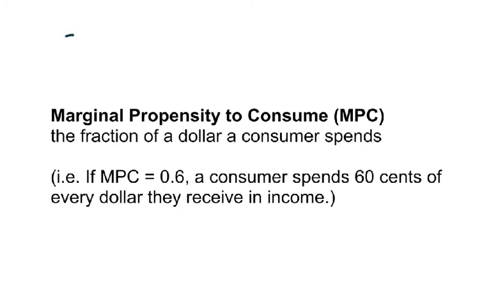In other words, if I give you $1, what part of that dollar are you going to spend rather than save? So for example, if the marginal propensity to consume is 0.6, this means that a consumer spends 60 cents of every dollar they receive in income. Another example, if the marginal propensity to consume is 0.25, this means that a consumer will spend 25 cents on every dollar they receive in income. 0.4, 40 cents of every dollar they receive in income they are going to spend. It is always written as a decimal, always as a decimal.